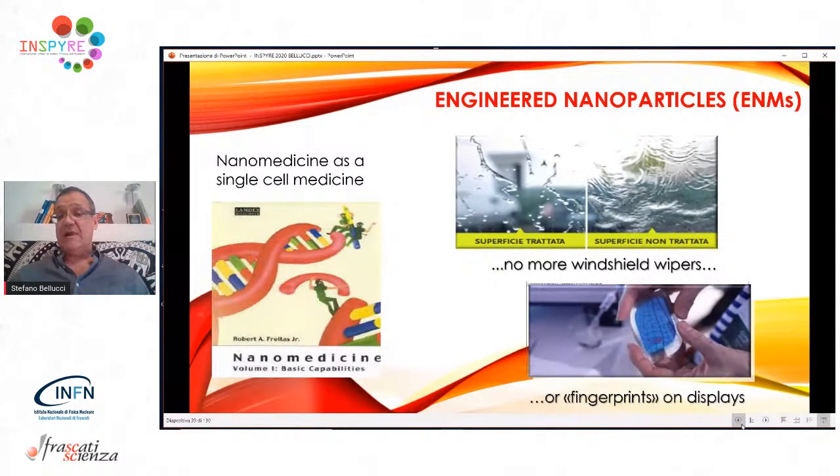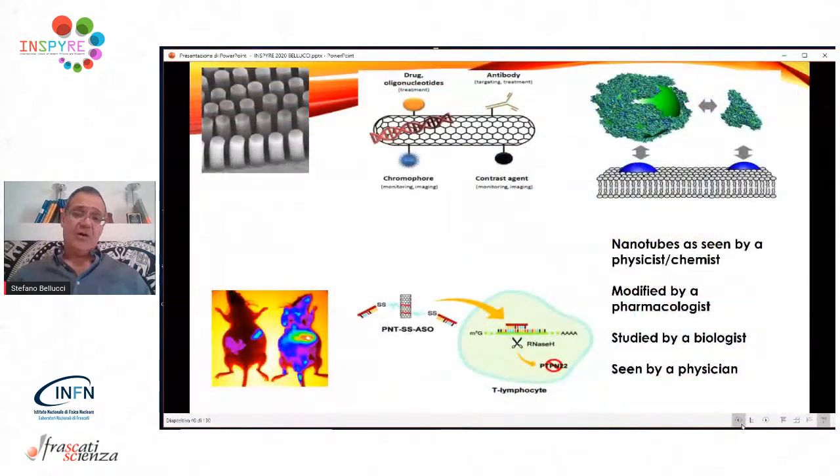For instance, here you see uses that we already mentioned before, through which a surface that has been treated by a coating of nanoparticles becomes totally impermeable, cannot be affected by water. And the same in displays where the surface is free from adhesion of, for instance, dirt or fingerprints.